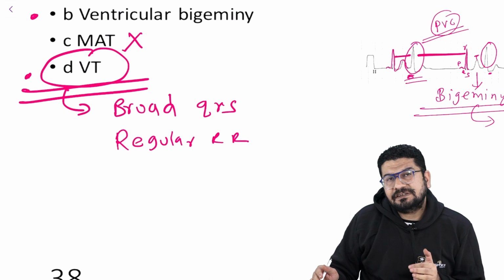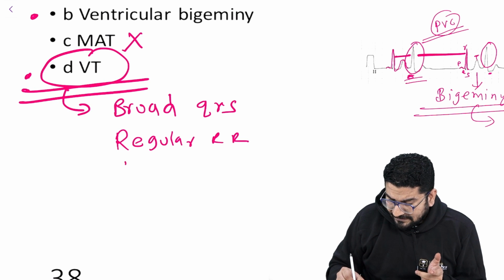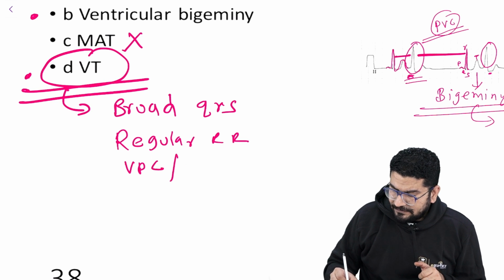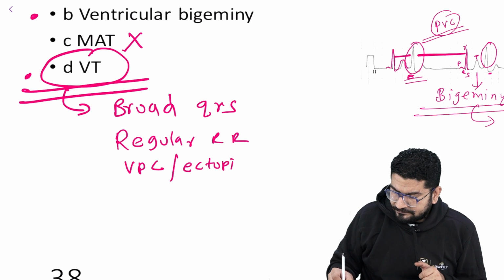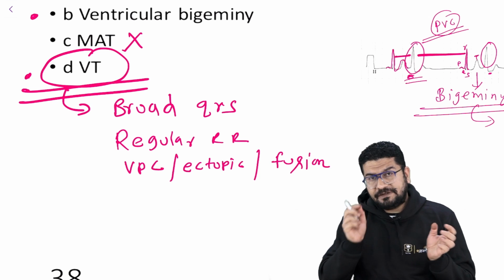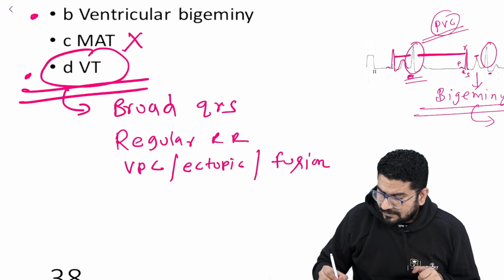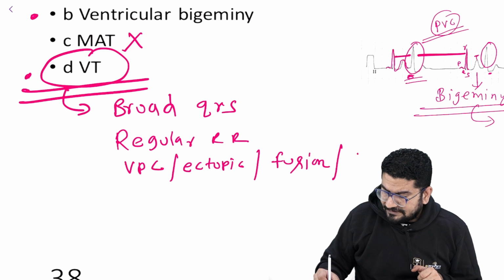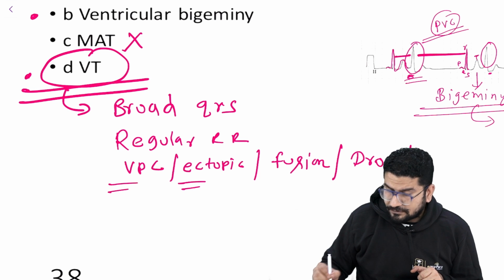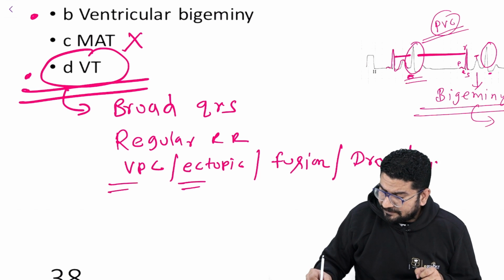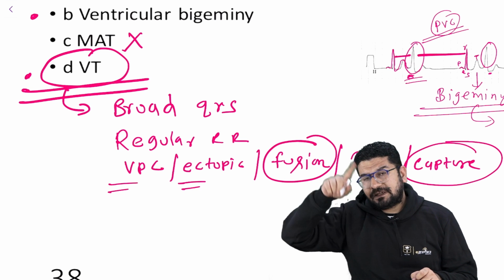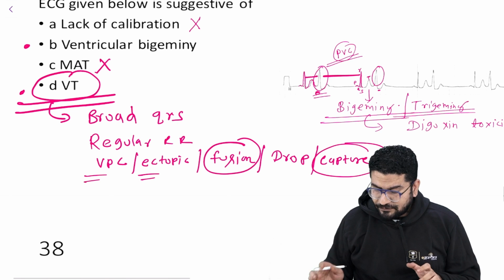Then in VT you can see some additional features, like there can be some VPC, meaning premature beats, or I can say ectopic beats. There can be other beats, like fusion beats, and capture beats. Capture beat means in between you can see a normal beat. Fusion beat means you can see the P, QRS fused together. So that you will see in VT.